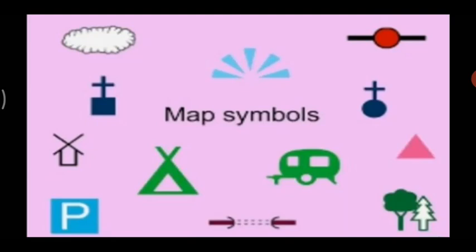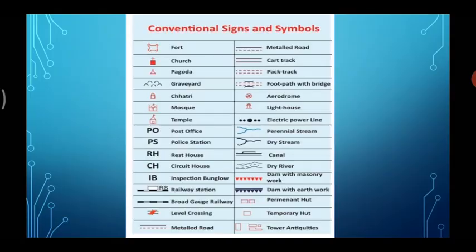In that map, there are signs and symbols being used. Now why are these signs and symbols being used? They are used for you to understand the map easily. So we are going to learn about the signs and symbols which are used while making a map or showing certain things on a map. Let us move forward. So let us learn about conventional signs and symbols.